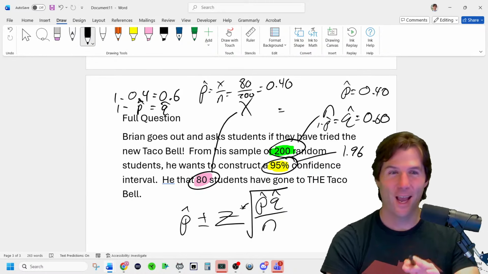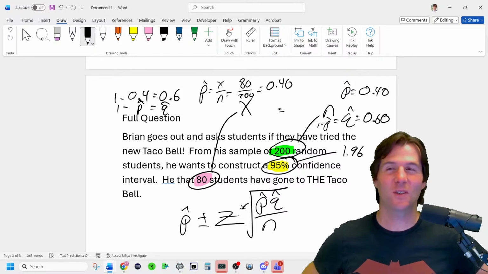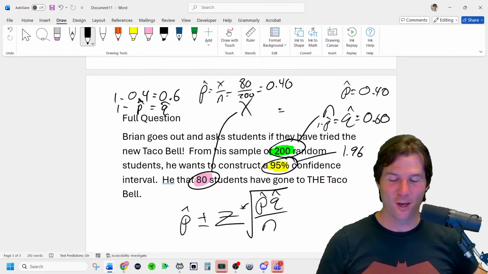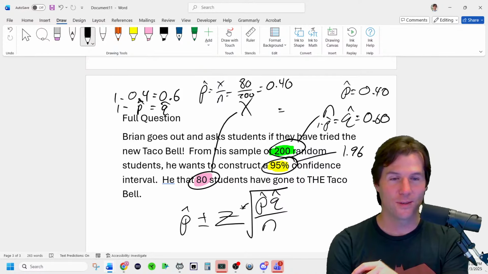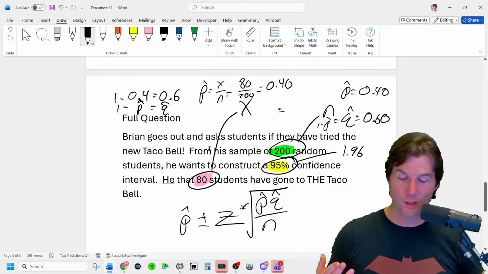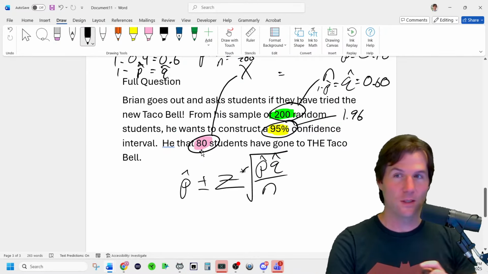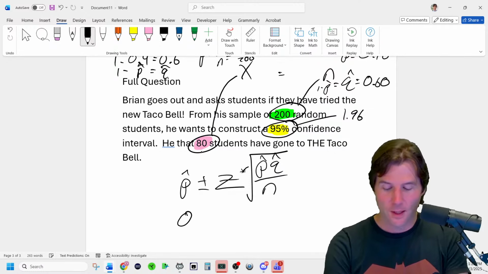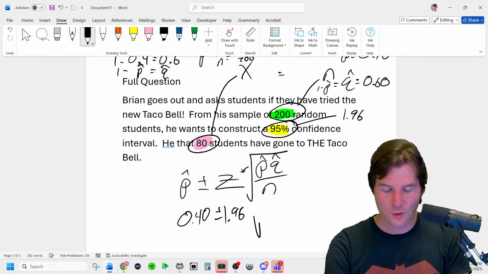Yep. I think Abby saw it too. Once you see it, you're like, oh, I get it. And then you could also do 120 over 200. Great job. So now we can solve this. This literally becomes just a plug-the-numbers-in problem. We go 0.40 plus or minus 1.96 times the square root of 0.4 times 0.6 over 200, and you solve.